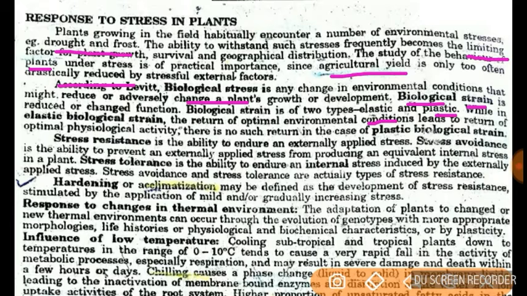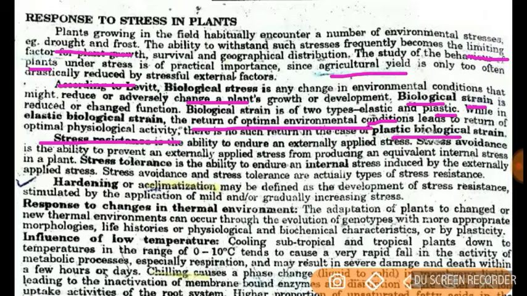As the name suggests, when there is a return of the optimal conditions, यानी कि जब सब कुछ normal हो जाएगा, it leads to the return of the optimal physiological activity. तो plants का जो function है वो भी normal हो जाएगा. और plastic में क्या होता है, just vice versa, just the reverse of this. When the optimal environmental conditions return, the physiological activity does not return. So the change is very permanent.